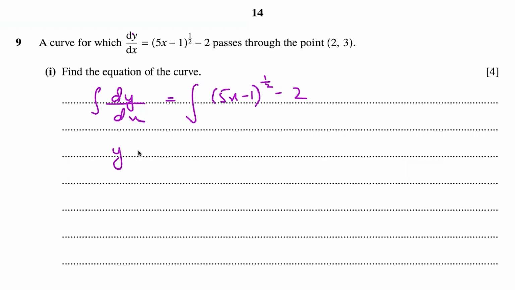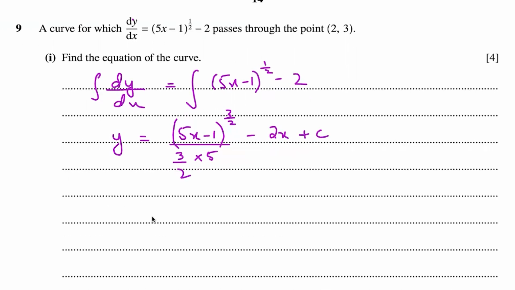we get y is equal to, so we increase the power by 1, we get (5x minus 1) to the power 1/2 plus 1 is 3/2. We divide by the new power 3/2 and multiply by the derivative of the function. So the derivative of 5x minus 1 is 5, minus the derivative of 2 is 2x plus c.